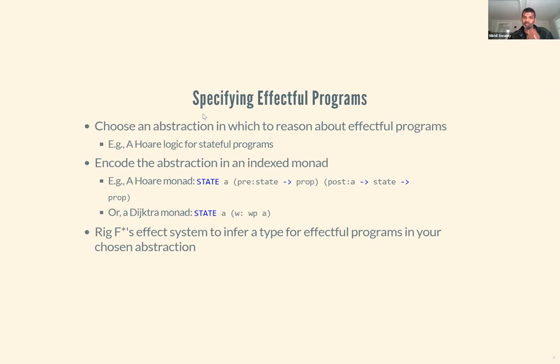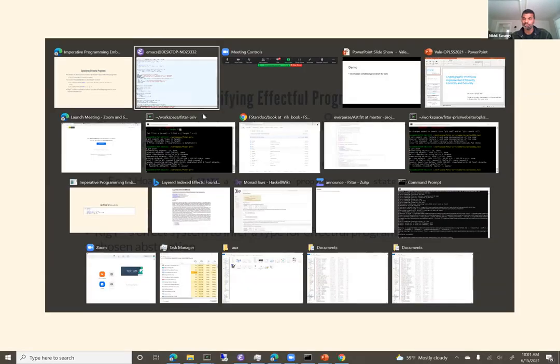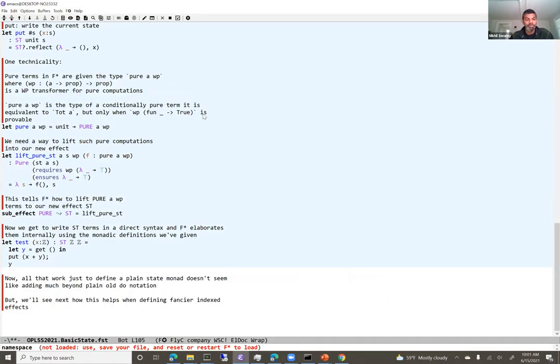So what we're going to do next, I'm going to show you how. One thing that you saw here is that I wrote my little test program, and I can prove that it's a stateful function returning an integer. But that's all I can say about it, and I want to say more. I want to say exactly how it mutates the state and what value it returns.